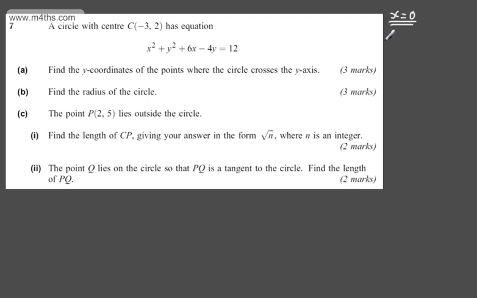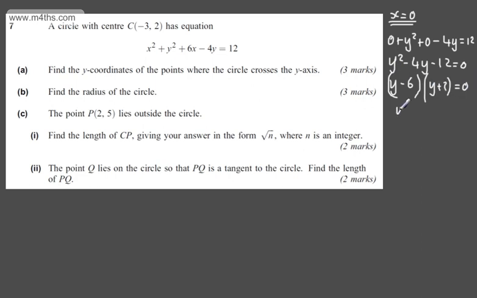So just subbing this in, we're going to have 0 plus y squared plus 0 minus 4y is equal to 12. We can rearrange this. We have a quadratic: y squared minus 4y minus 12 is equal to 0. That looks like it'll factor. (y minus 6)(y plus 2) is equal to 0. So y is equal to 6 or y is equal to minus 2. Therefore, we have the points (0, 6) and (0, -2). So 3 marks for the first part.